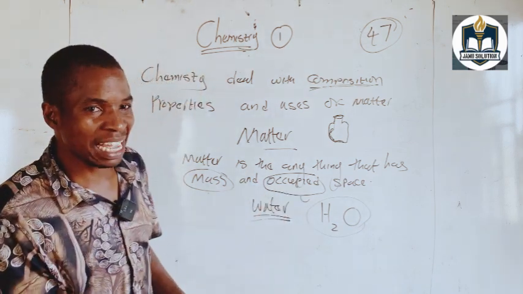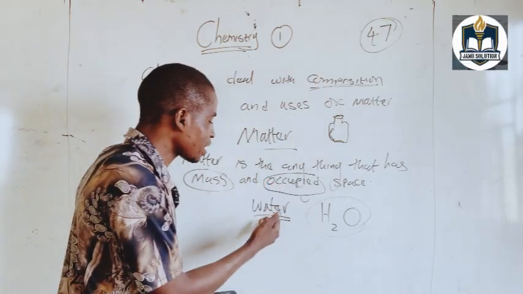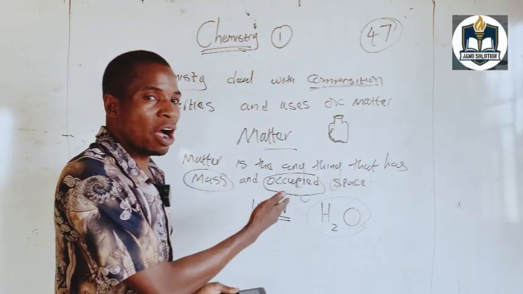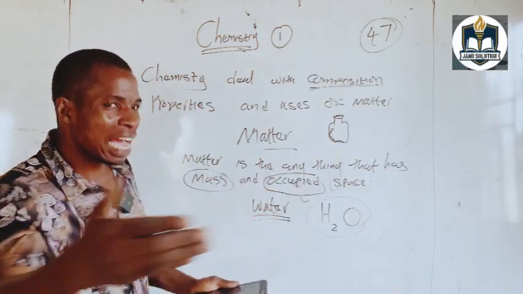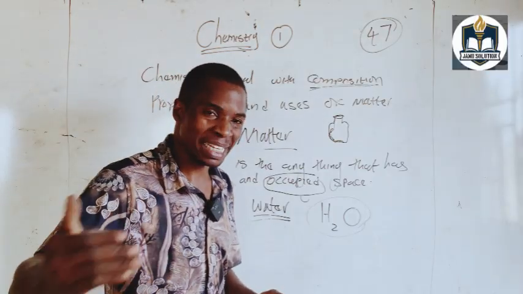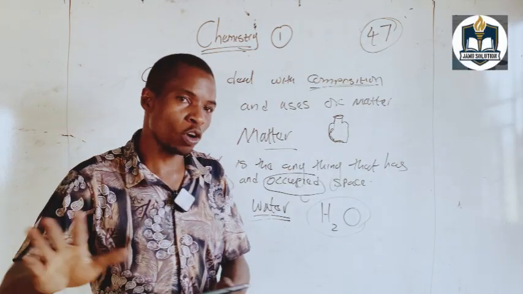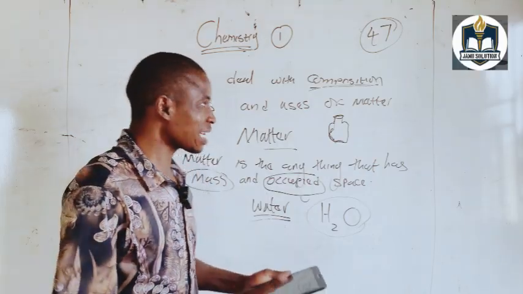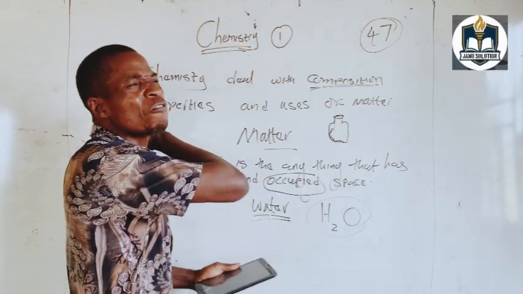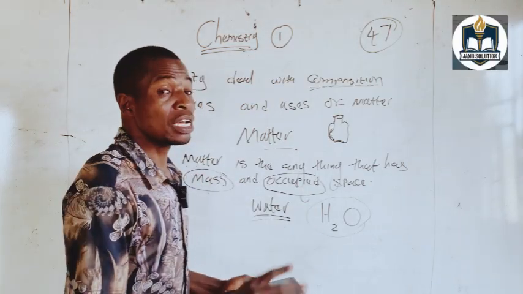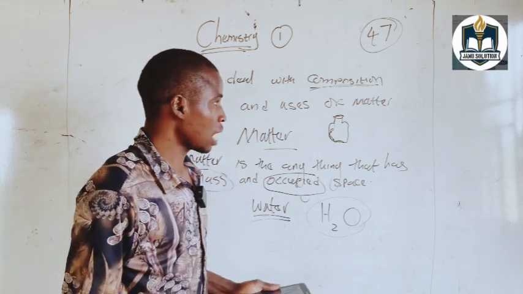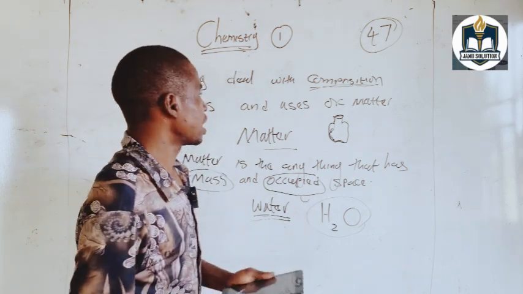Water has density. Water has temperature. I'm talking about the melting point. All these things that I mentioned are the properties. Don't worry. When we get to the properties of these things, you'll be able to understand it very well. What I mean is that chemistry studies the composition and the properties of every matter. Everything you see in this world has properties. Are you getting me now? And we'll be looking at it step by step.